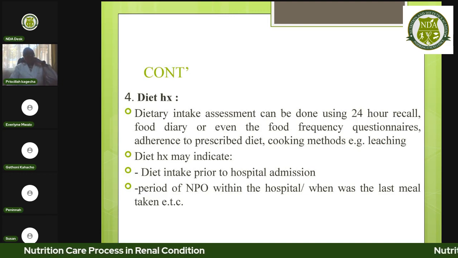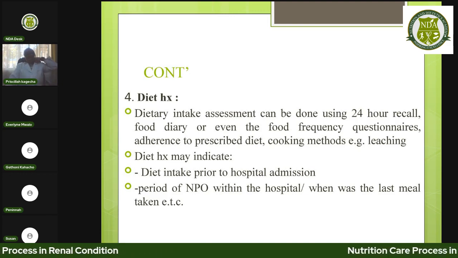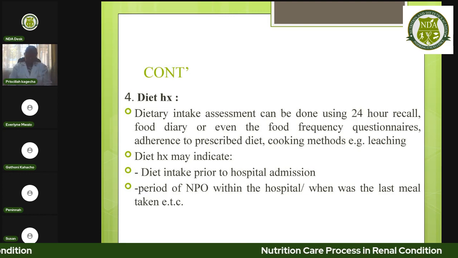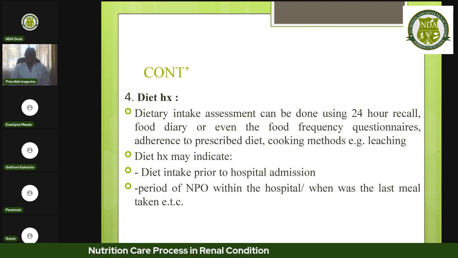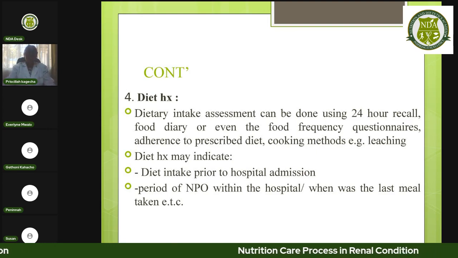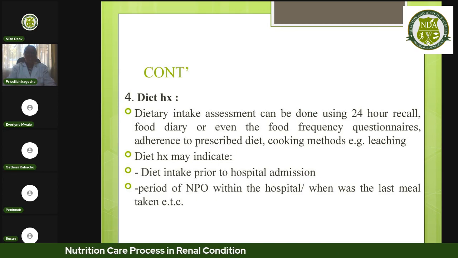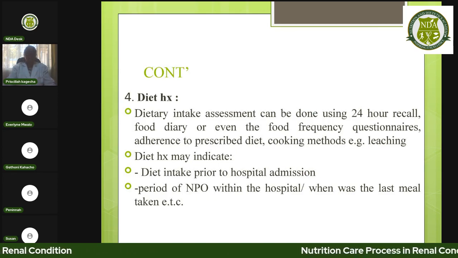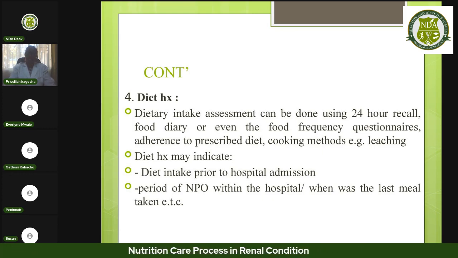And the last component in assessment is the client or medical history of the patient. It is also an important component because it helps us to know about the medications or the drugs that the patient is using, when the disease began, and the history of admissions. That will shed more light on the intervention that you're going to take as a nutritionist.